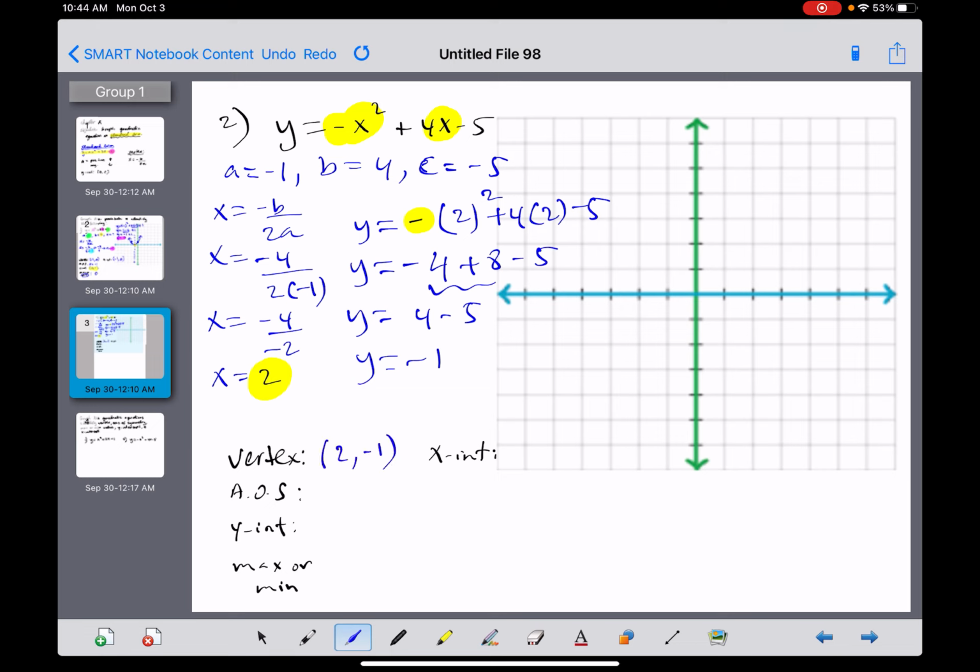That means my axis of symmetry is x equal to 2. My y-intercept is 0, negative 5. It's from here, let me highlight it for you. Right here, that's your y-intercept. For max or min, since the graph is facing down, we have a max, and the max is always from here, which is negative 1. To find the x-intercept, we graph first. So let's graph 2, comma negative 1.